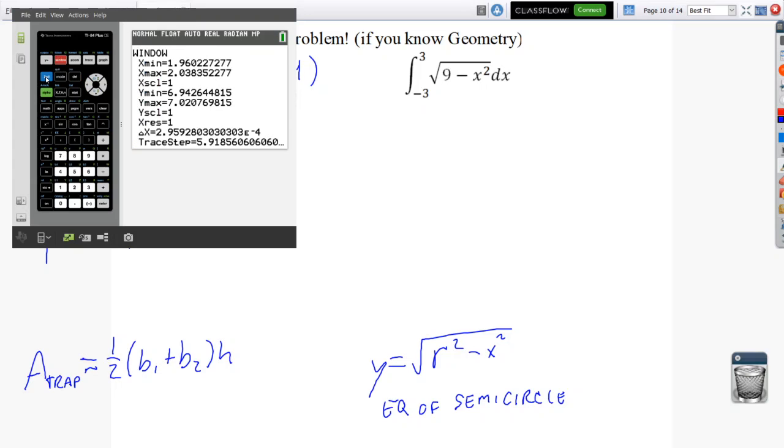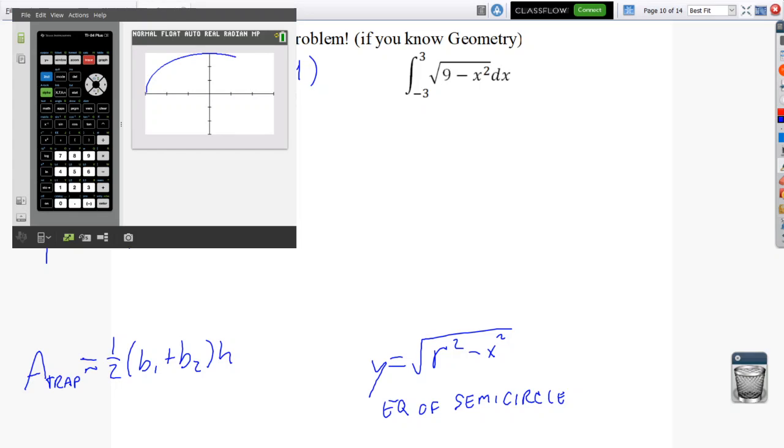I know that I'm going from -3 to 3. How do I know that? From the limits right up here, lower limit to upper limit. Let's make our y min -3 to 3 as well for consistency. And then when we graph it, hey, look, it looks like a semicircle. If I have trouble with it not being exactly the right aspect ratio, I could go into my zoom and hit zoom square, and all of a sudden I can see that it is a semicircle.